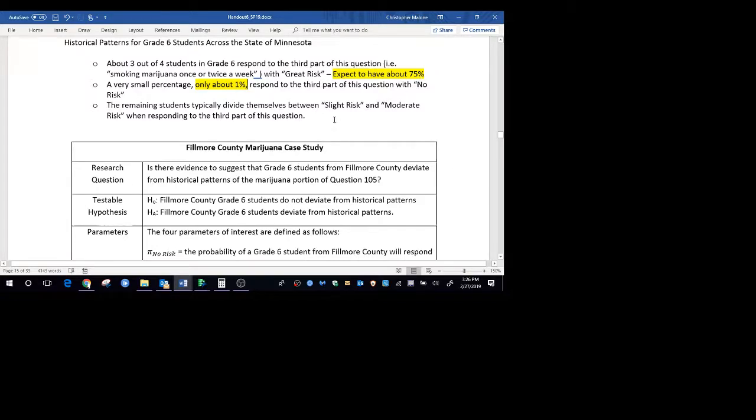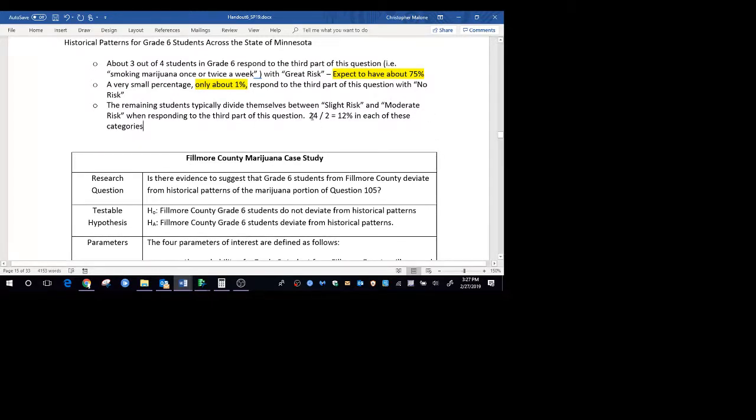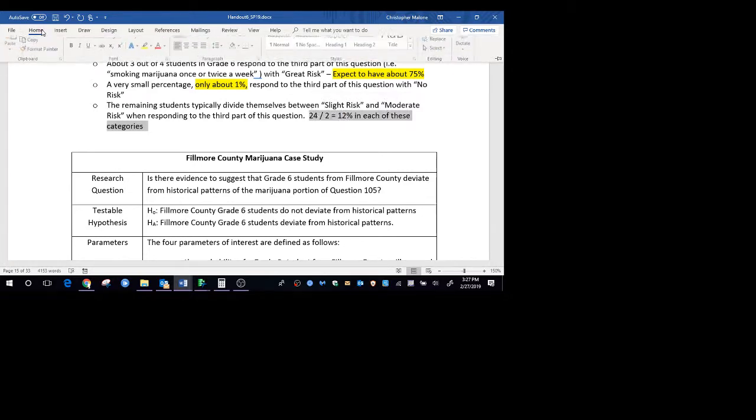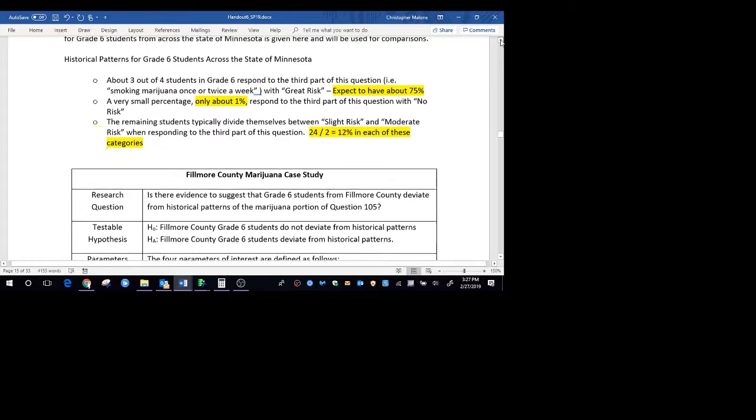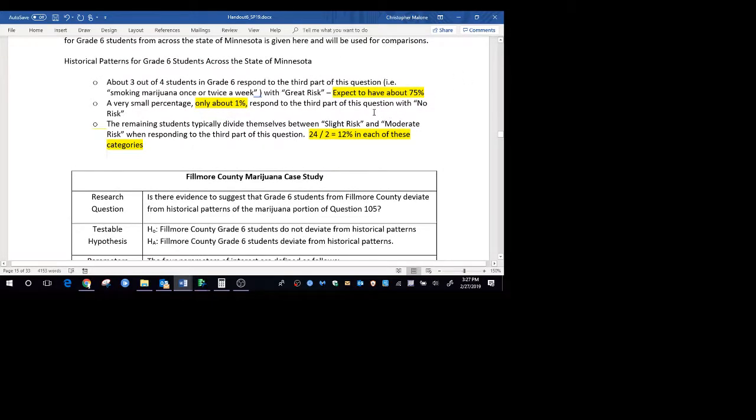So if I have 75 and 1, that's 76. 100% minus 76 is 24. 24 divided by 2. So about 12% in each of these categories. So let's just go ahead and highlight that as well. So this is how I'm going to compute my expected quantities now. And this is where the pyramids are going to be centered. For the great risk, the pyramid is going to be centered 75% of the way up the number line.